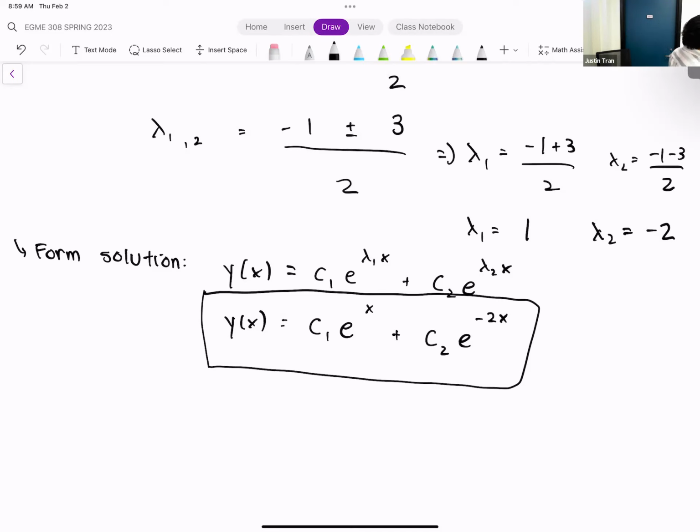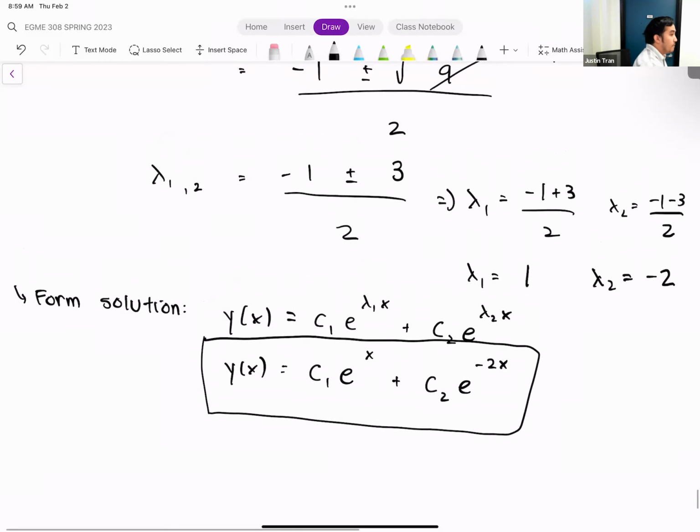All right. Any questions on this so far? Yeah. Does it matter which one is lambda 1, which one is lambda 2? No, it doesn't. So you could have lambda 1 equal to minus 2 and lambda 2 equal to 1. That's the point. Because when you apply the initial conditions, everything's going to work out and you're going to get the same answer. Yeah.